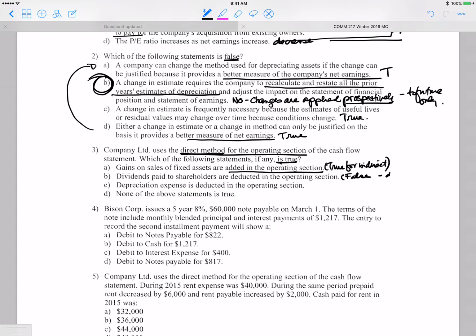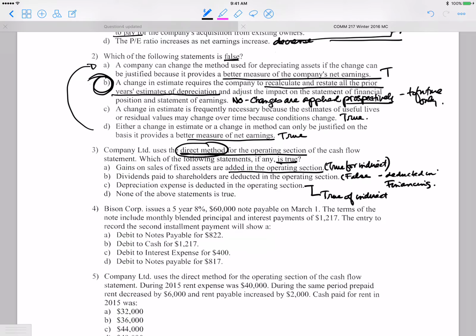Okay, they are deducted in the financing section. When you pay a dividend in cash, it's a financing activity. Depreciation expense is deducted in the operating section. This is true for the indirect method. Okay, therefore it's false for the direct method.